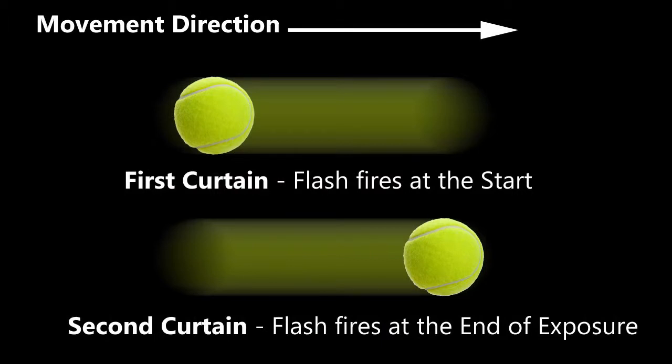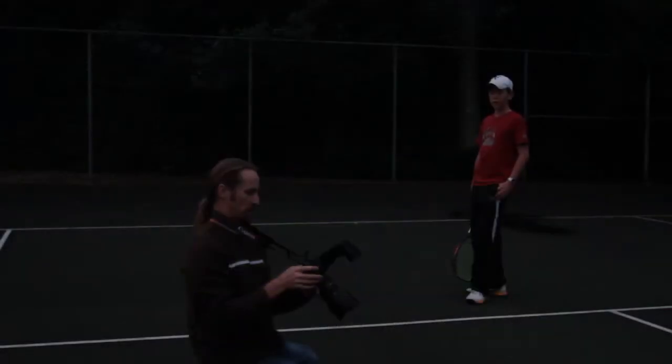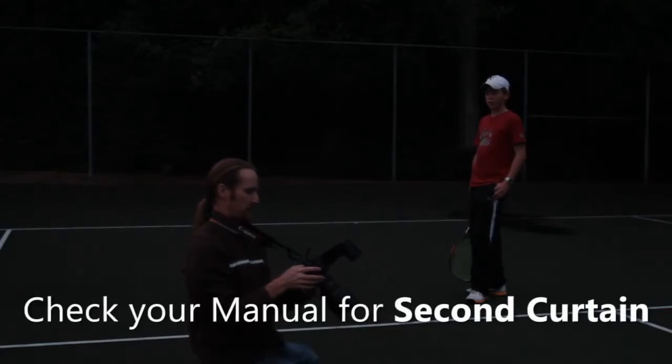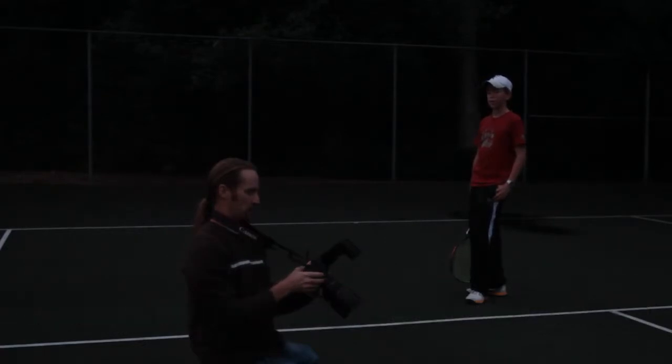So you have the motion, object frozen with the blur after the movement. If you go first curtain, it's the other way around, where you'll actually have a blur before your moving object, which doesn't quite look natural. So I'm going to set that in the menu quickly for second curtain. Here we go, custom function in this particular camera, shutter curtain sync. We can either choose second curtain or first curtain. So we're going to set it to second curtain.